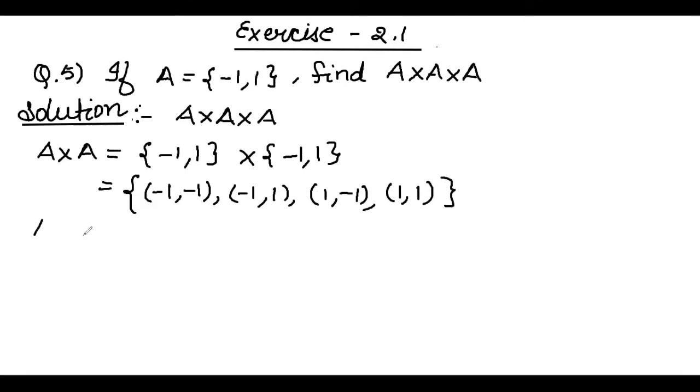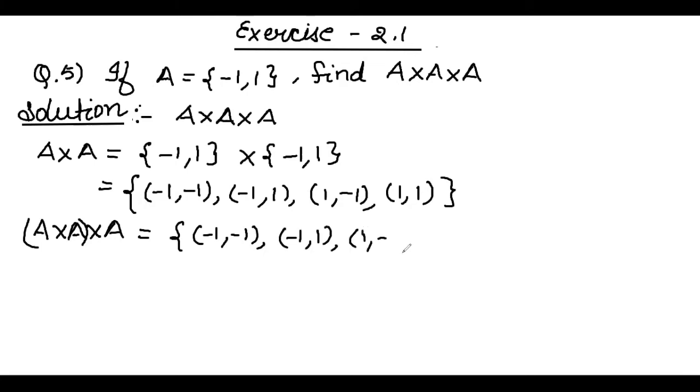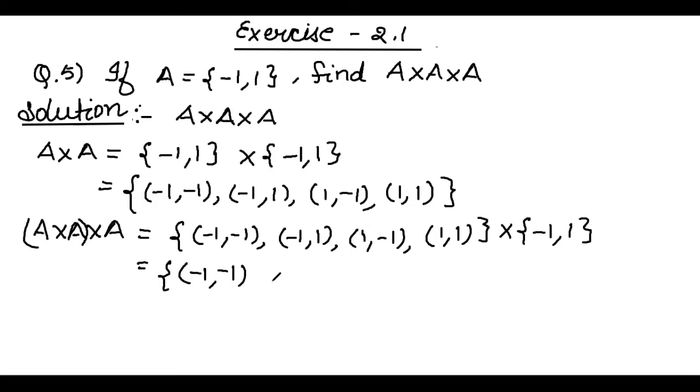Then we will find A cross A cross A. So (-1, -1, -1), (-1, 1), then (1, -1), (1, 1). Then (-1, 1). So I am going to write here the final elements, -1 with this -1.